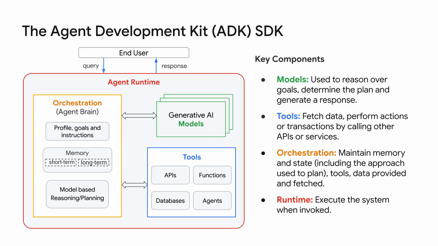Orchestration is the mechanism for configuring the steps required to complete a task, and the logic for processing over these steps and accessing the required tools. It maintains memory and state, including the approach used to plan and any data provided or fetched, as well as the necessary tools. And the runtime is used to execute the system when invoked after receiving a query from an end user.